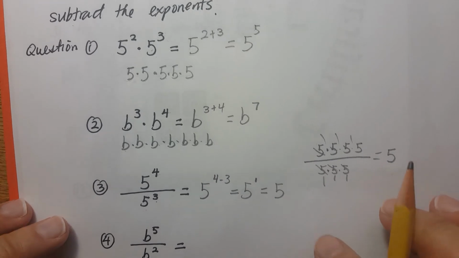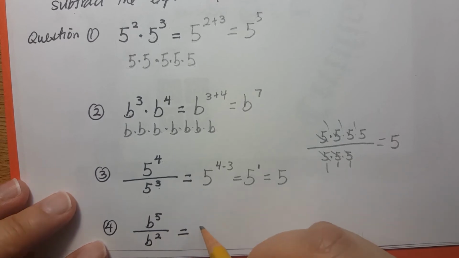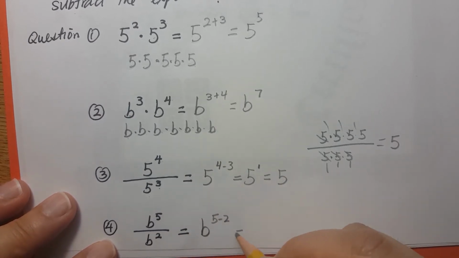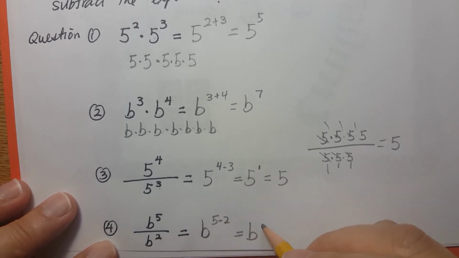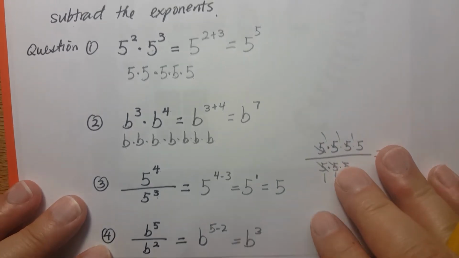So now we're going to use the shortcut to do number 4. B to the fifth power divided by b to the second power. So the base is b. Then you do 5 minus 2. Because 5 minus 2 is 3, the final answer is b to the third power. So now we finish question number 4.